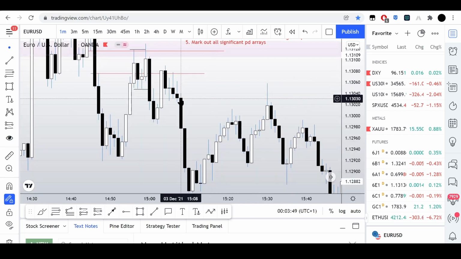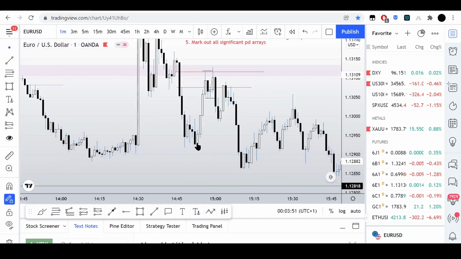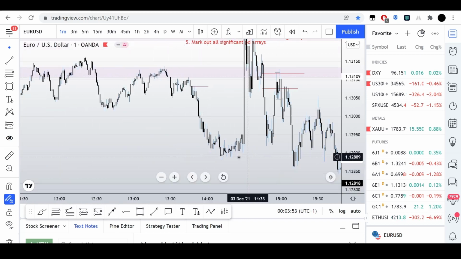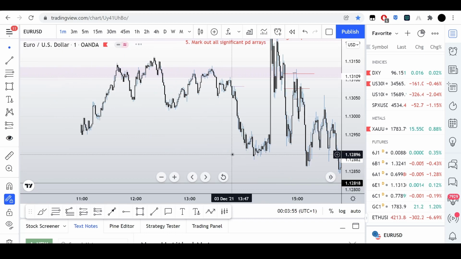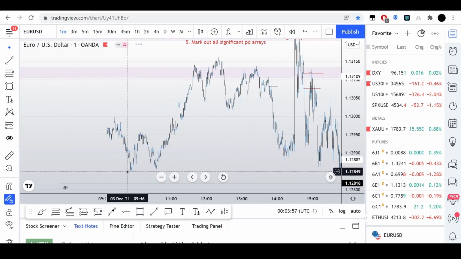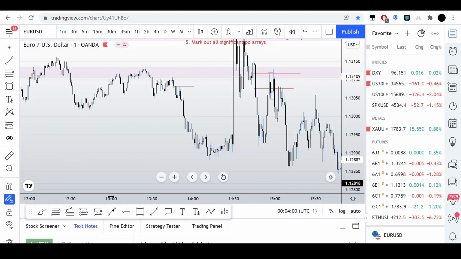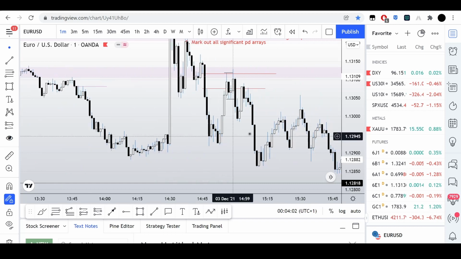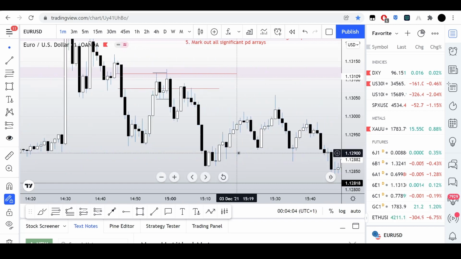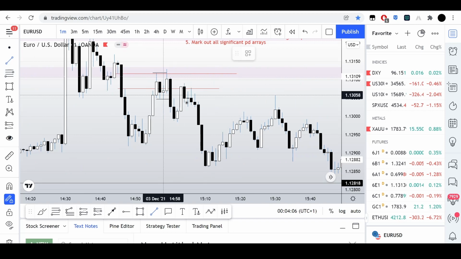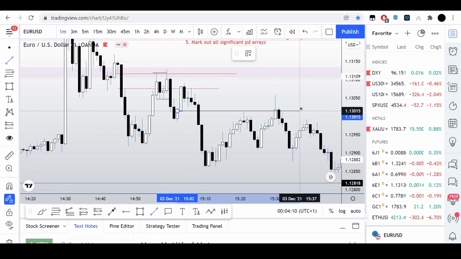We know where our draw is. Remember, guys, our draw is that end of consolidation, even this low here that it left in that end of consolidation over here. Price broke down. Let's mark out what's going on. We have a bearish order block here.